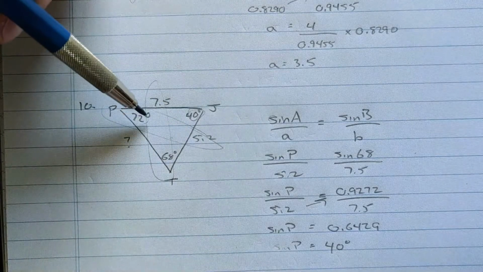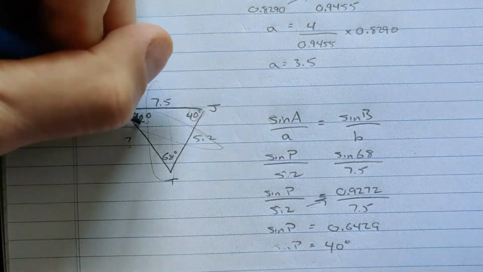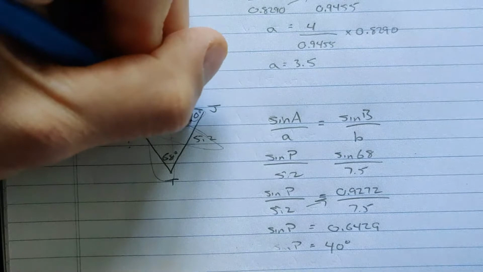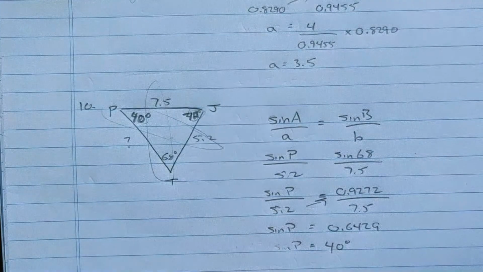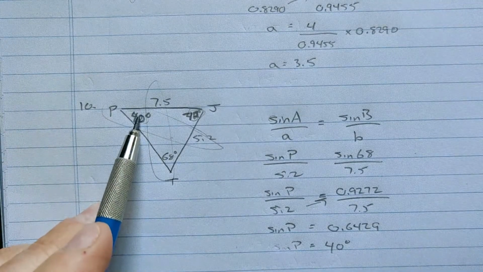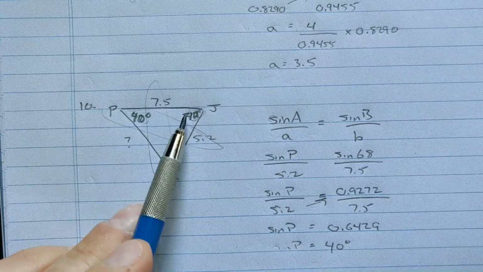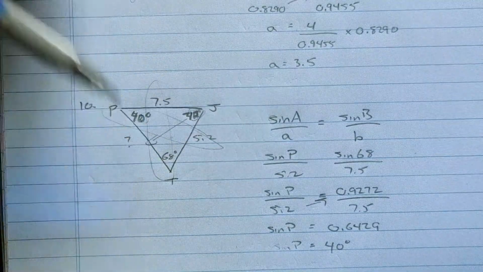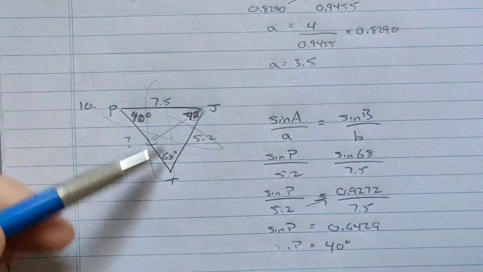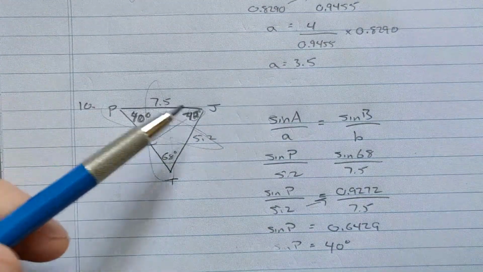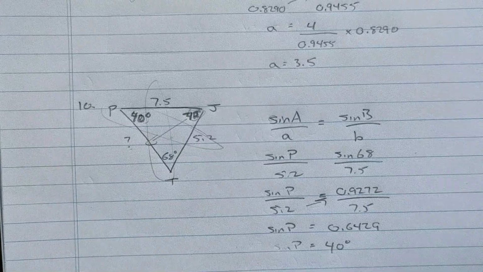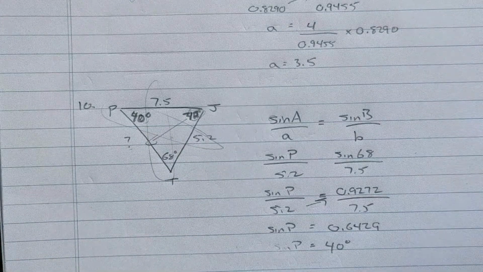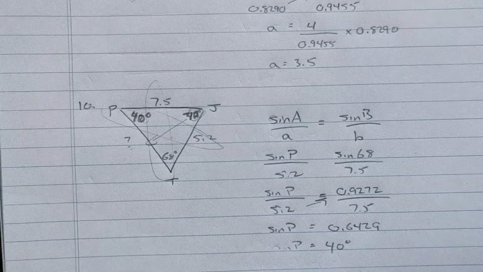Actually, we didn't need to. That's 40, sorry. This is 40 degrees. That's 72. I did that backwards. There we go. Okay, sorry. So we calculated angle P, 40 degrees. That's 72 over there. Now that we have that, we can use that pair. So we could do 68 and 7.5 and the 72 and the missing side, and calculate that all out.